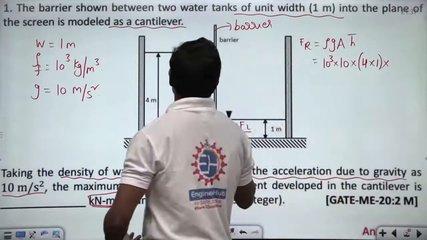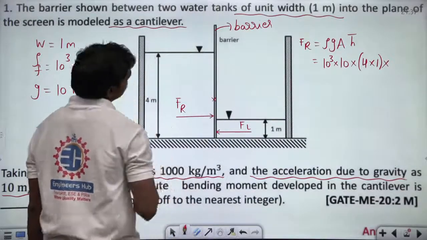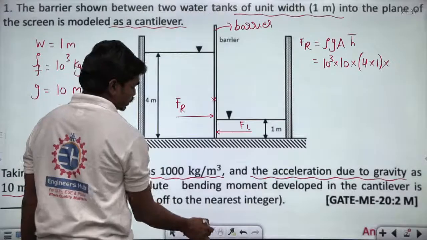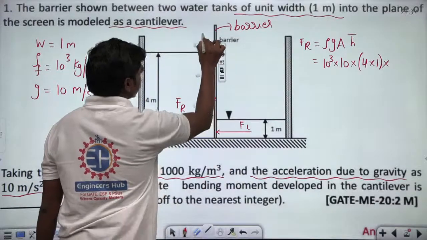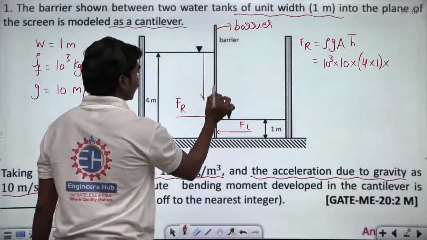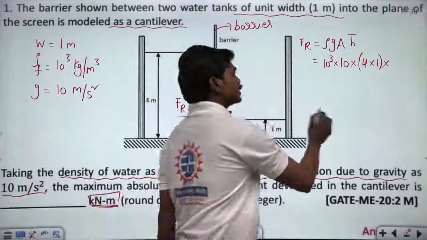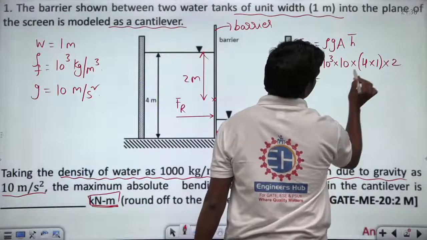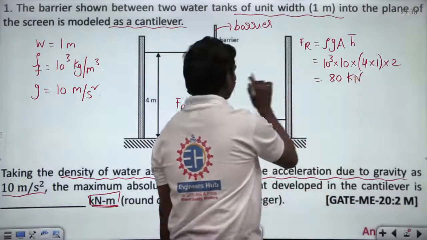So totally we have 4 into 1, and of course into h bar. Now what is the formula for this h bar? This plate is of height 4 meters, so definitely the centroid is somewhere here. This height will be 2 meters. Correct? So if this height is 2 meters, then h bar is equal to 2 meters, which means 2 fours are 8, 8 into 10, 80 kilonewtons is the force acting towards the right.